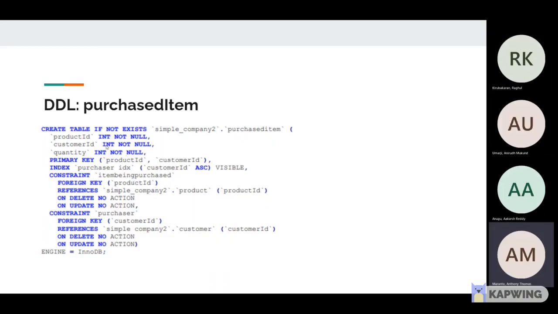We define product ID, customer ID, quantity. None of them can be null. All of them are integers, because logically you can't split up products when selling them, and obviously these two are integer keys.